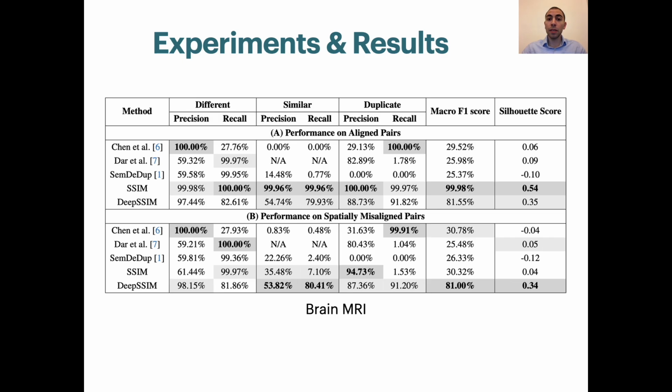We evaluate Deep SSIM on several experiments and compare it with state-of-the-art methods, including the original SSIM, SEM-dedupe, and recent memorization metrics proposed by Chen et al. and Ross et al. On perfectly aligned images, obviously SSIM performs very well. However, when small spatial misalignments are introduced, which are common in practice in medicine, its performance drops dramatically. In contrast, Deep SSIM remains stable and achieves higher macro-F1 scores, better class separation, which can be seen from the silhouette score, and significantly improved robustness.